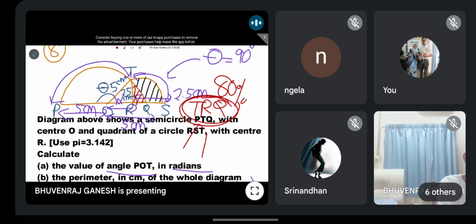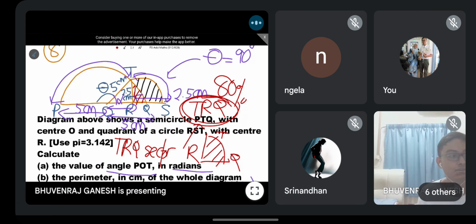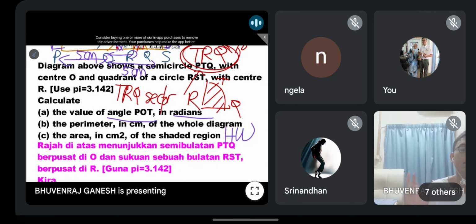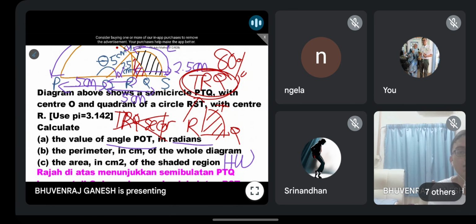Oh, I see your method. Basically, for this area, you mean, Angela, the TRQ, you're using this. Am I right? But if you see the question, did they tell you that TRQ is a sector? Adakah soalan bagi tahu TRQ adalah sector? Do you see the word sector TRQ or not? I don't think so, right? You all never see sector TRQ. Means that you cannot assume it is a sector. Kamu tak boleh anggap TRQ ni adalah sector. This is a wrong assumption. So you cannot find this area directly.